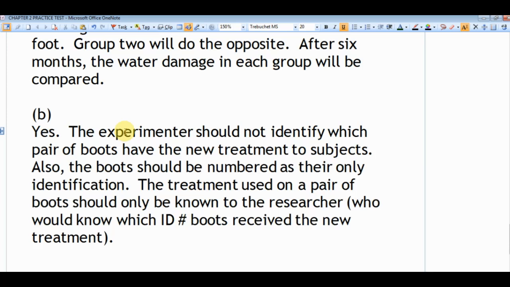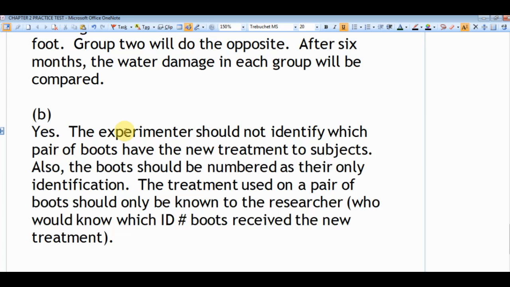The boots are... Where is it? The appearance of the boot is not changed by either method, implying that the boots look the same, new method or old method. Okay. So you can blind them, you just don't tell the subject which boot is which. Yeah, we'll get to that.